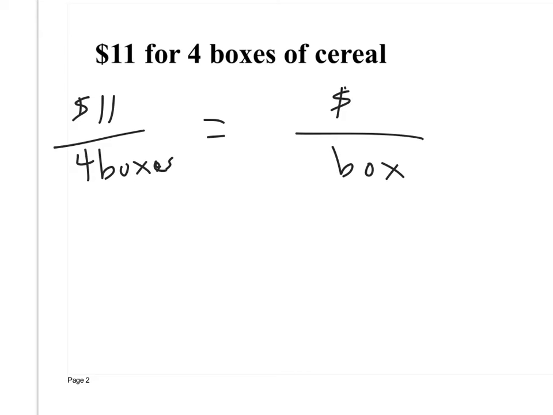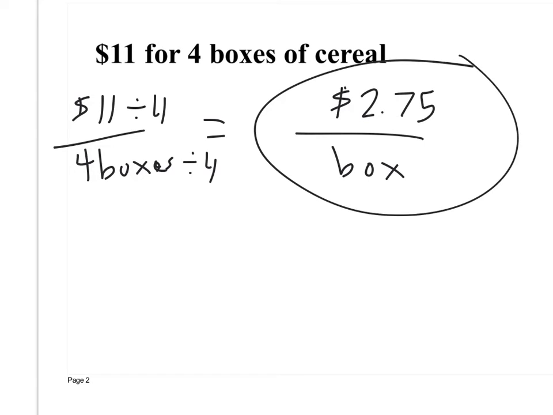I need to go from 4 boxes to 1 box. I want to find out how much each box costs me. So I divide by the denominator. I divide each of these by 4. And when you do that, you get $2.75 per box. And that would be the answer to that.